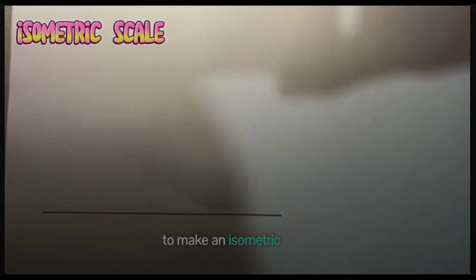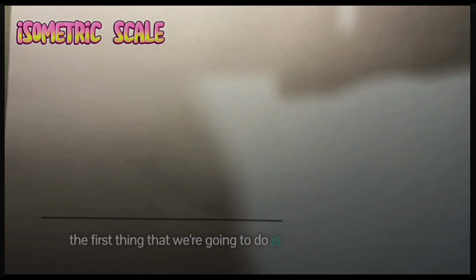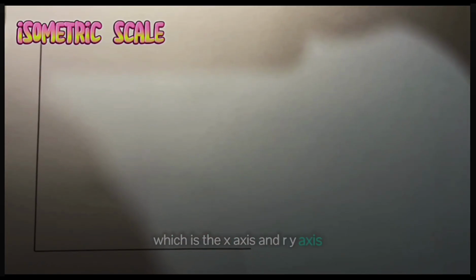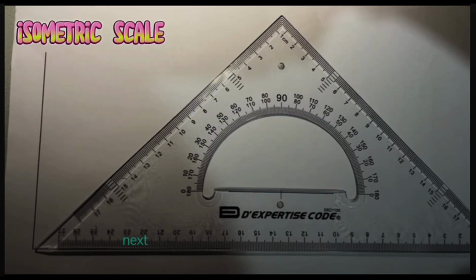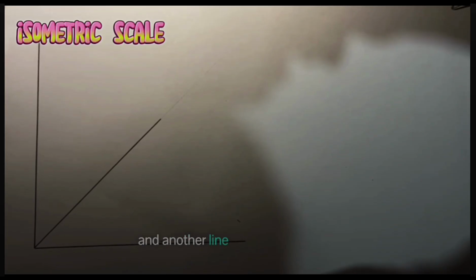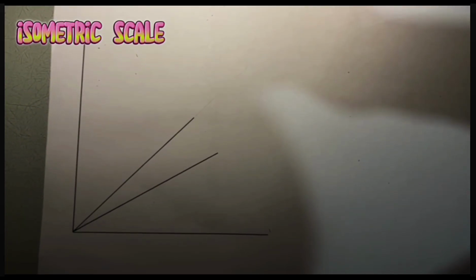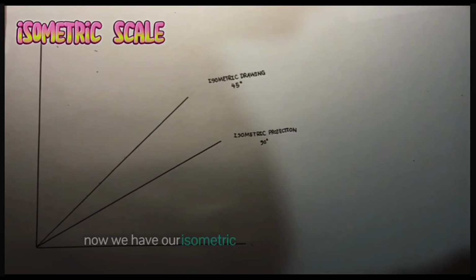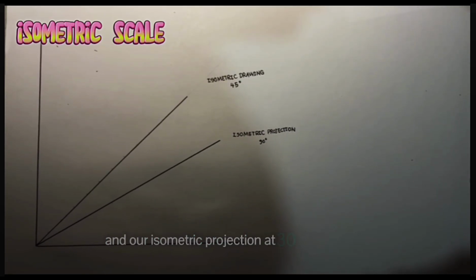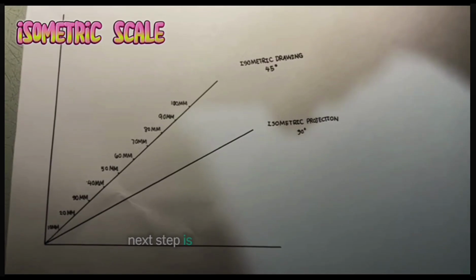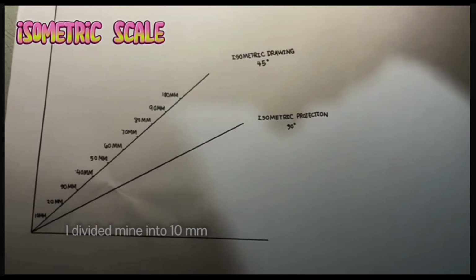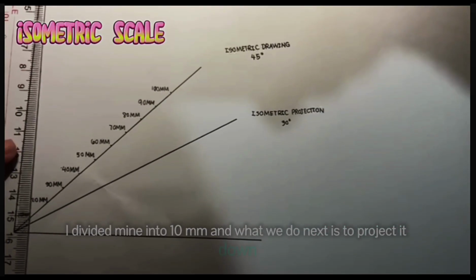To make an isometric scale, the first thing that we're going to do is make a horizontal line, which is the x-axis, and our y-axis. Next is to create a line at a 45-degree angle and another line at a 30-degree angle. Now we have our isometric drawing at 45-degree angle and our isometric projection at 30-degree angle. Next step is we need to divide our scale. I divided mine into 10 mm, and what we do next is to project it down.